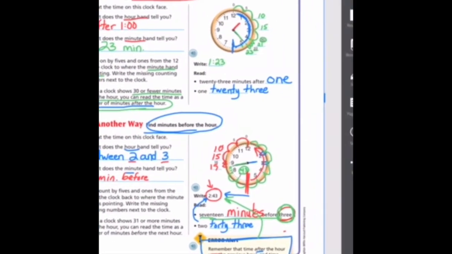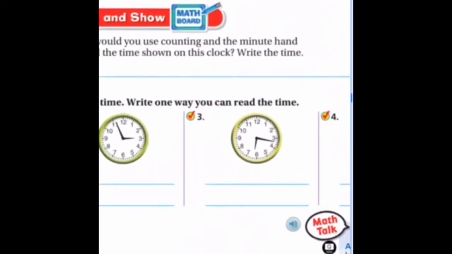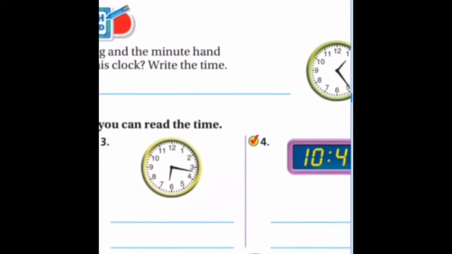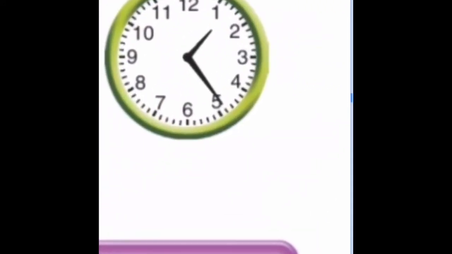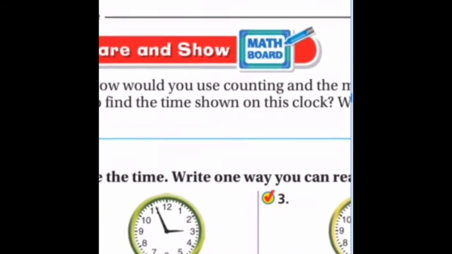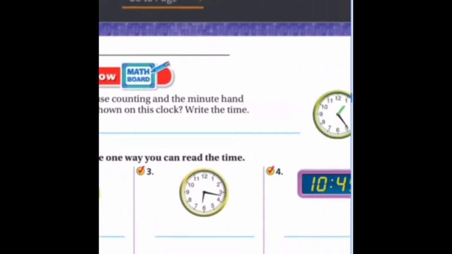Okay. Let's look at share and show real quick. Get a little extra practice. It says, how would you use counting on the minute hand to find the time on the clock? Write the time. So again, if we look at our hour hand, we see it's between 1 and 2. So it's after 1 o'clock. It's not quite 2 o'clock. So our time's going to be 1 something.